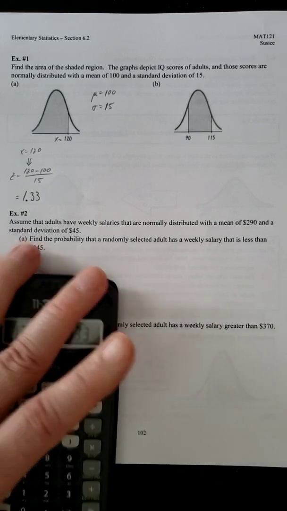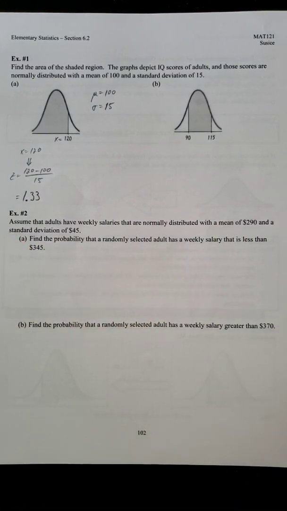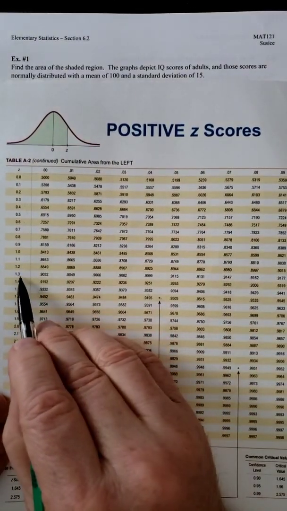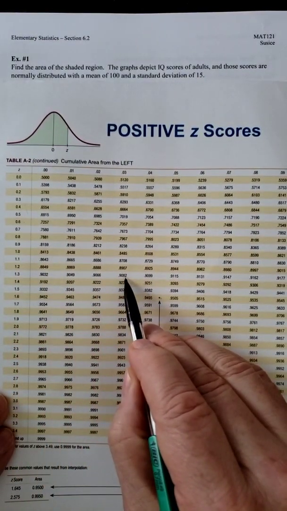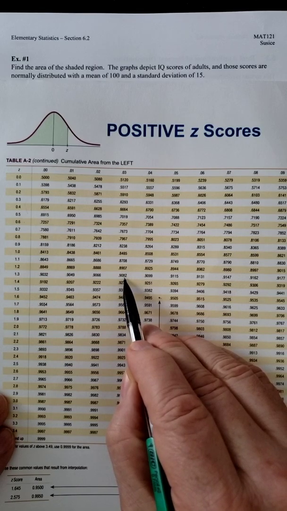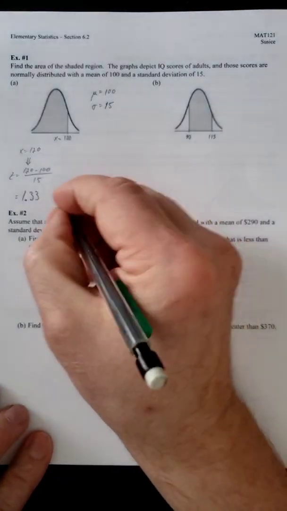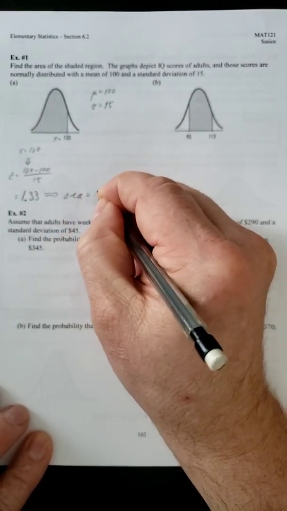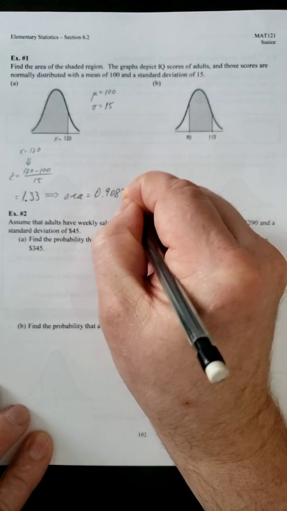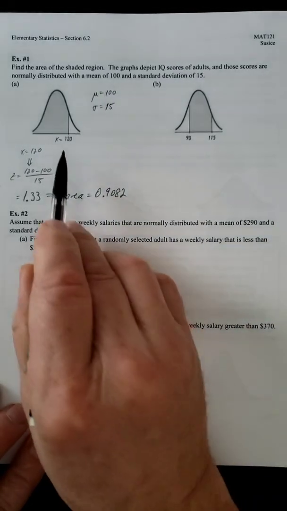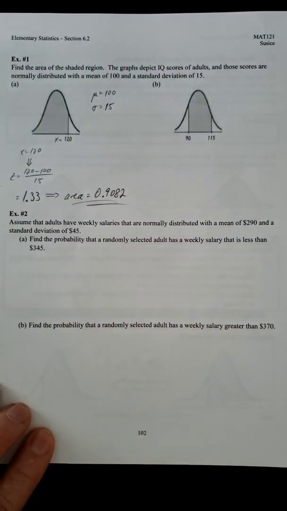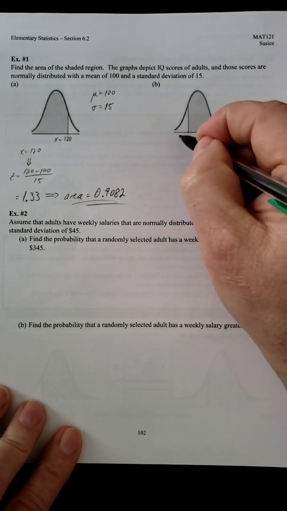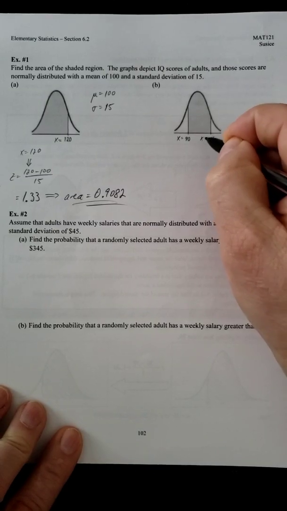And so now we can use our table and find that z-score. So 1.33 is 0.9082. So this would tell me I have an area equal to 0.9082. And because it's shaded to the left, I'm done. So now the same thing goes for this one. We got two values of x we got to look at.